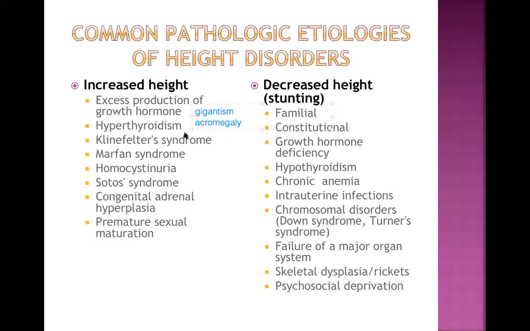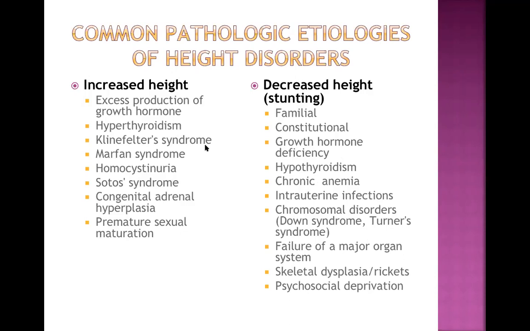Another condition is hyperthyroidism. The child can become tall here, whereas in hypothyroidism the child would be short. So exactly opposite. Here in hyperthyroidism there is gain in height. In hypothyroidism there is stunting.